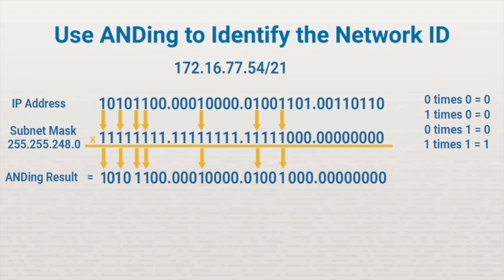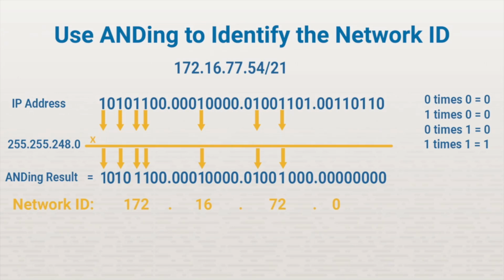Now, to find the network ID, all we need to do is convert this new binary string to decimal, which in this case is 172.16.72.0. This means we've found that the IP address of 172.16.77.54/21 is part of the network called 172.16.72.0.